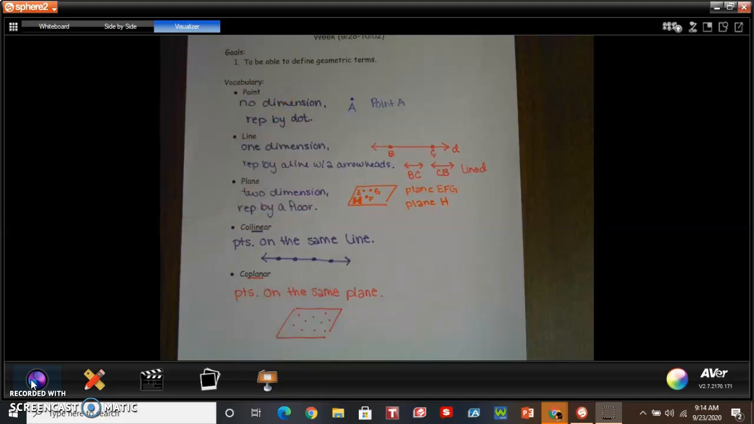If you were in the room with me while I was describing this, I will let you know that all of you were going to be coplanar because you were all on the same floor, if you were a point. All right, 2 more vocab words, and then guess what? You're already done with this week's lesson.